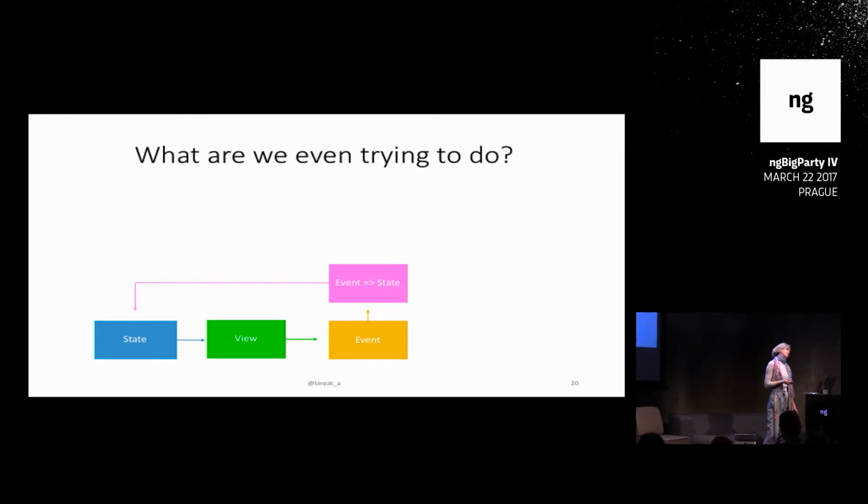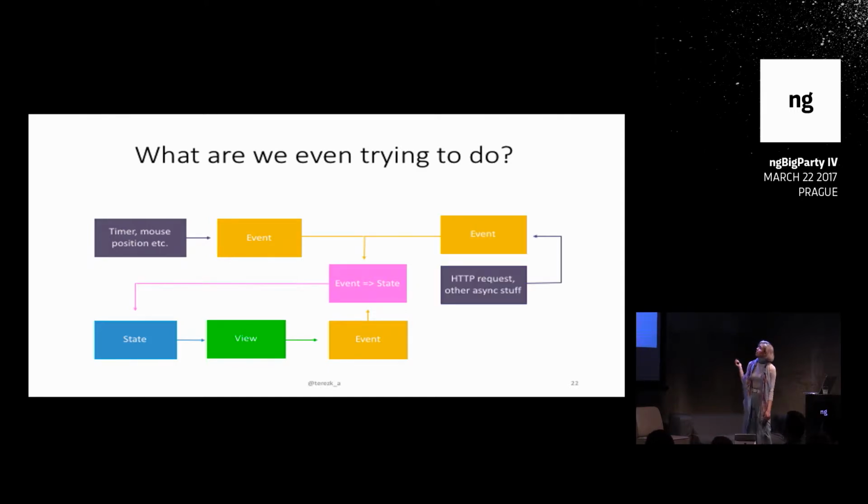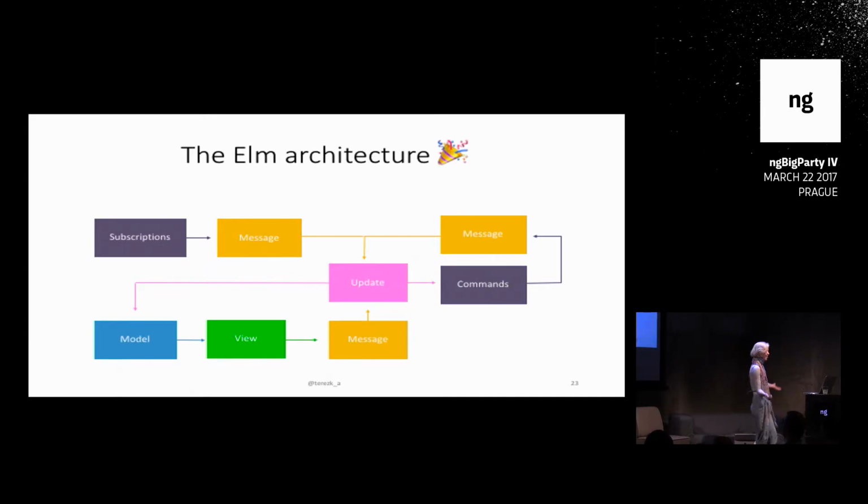Except also, of course, there are other types of events. Like you can have timers and mouses, stuff where you want somebody to come over and poke you on the back and say something happened, please handle it. And lastly, also asynchronous stuff like HTTP requests and that sort of event. And so you have this nice architecture. And this is, ta-da, the Elm architecture.